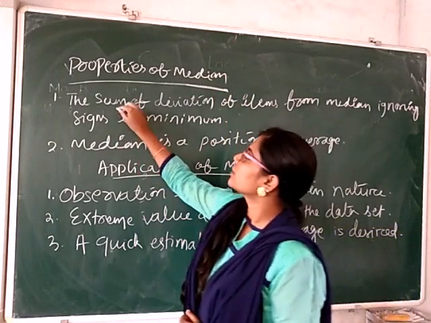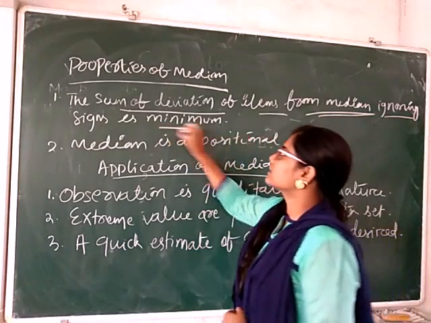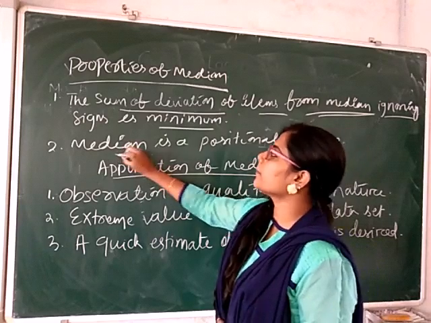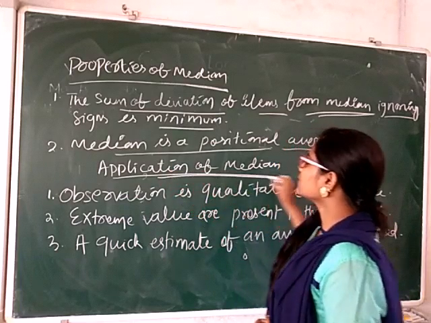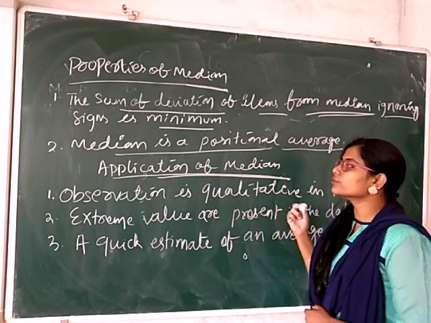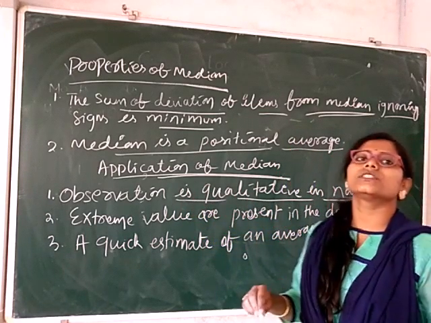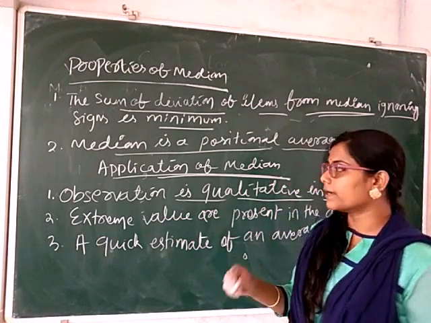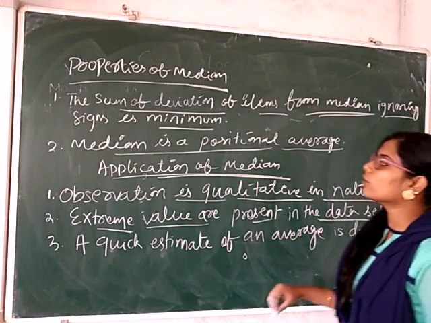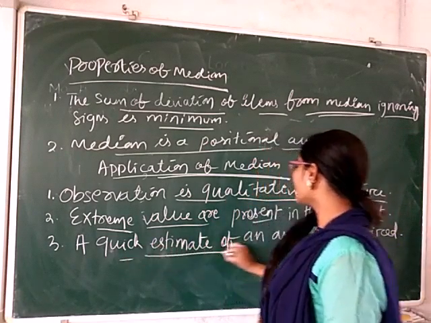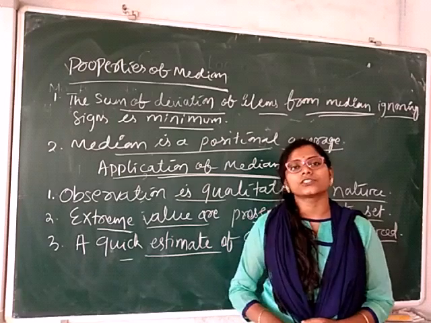Properties of median. The first property is that the sum of deviations of items from the median, ignoring sign, is minimum. The second property is that the median is a positional average. Now we discuss some applications of the median. We use the median when the observation is qualitative in nature. Qualitative means which we are not measuring in terms of numbers. And when extreme values are present in the data set. Also we use the median when a quick estimate of an average is desired. So this is related to the properties and applications of median.